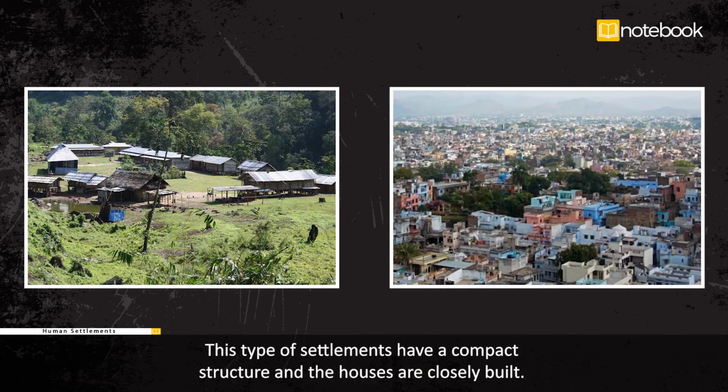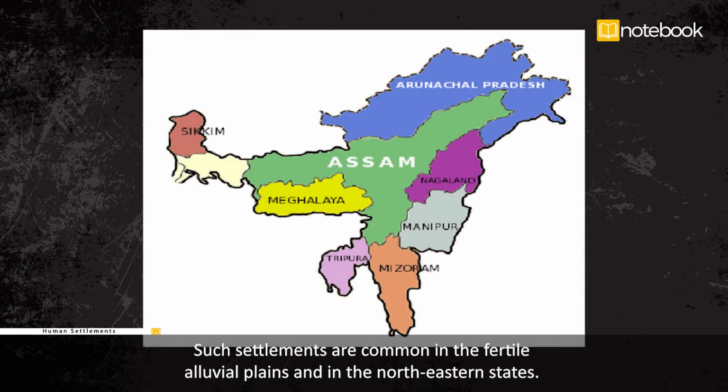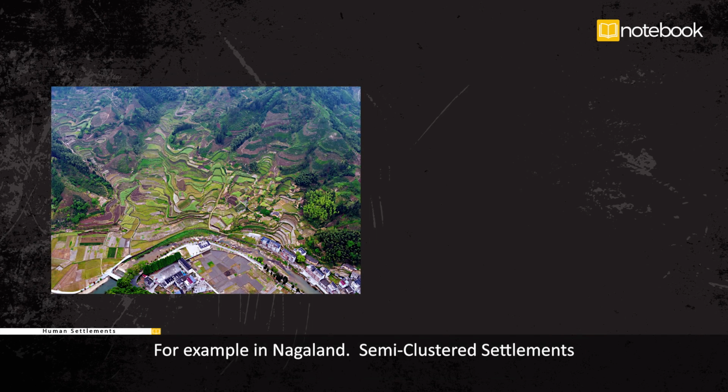Clustered settlements. This type of settlements have a compact structure and the houses are closely built. The settlements, along with the streets around them, almost always form some geometrical shapes such as linear, radial, or rectangular. Such settlements are common in the fertile alluvial plains and in the northeastern states. For example, in Nagaland.